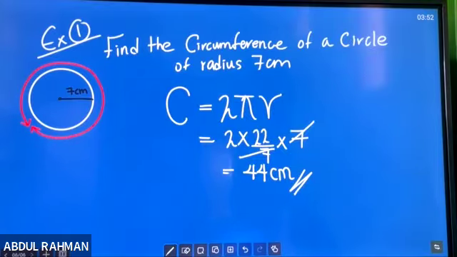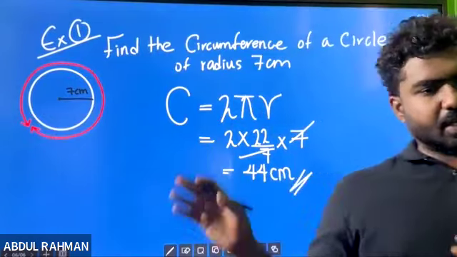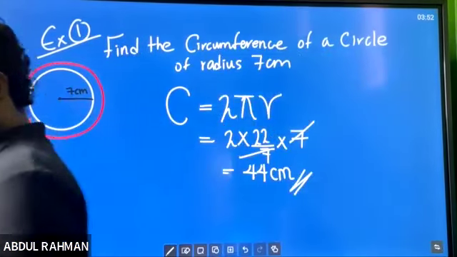Those who are done writing example number 1, you can move to example number 2 now. It's timed, so you can't take much time to write this. Example number 2, try to do that.